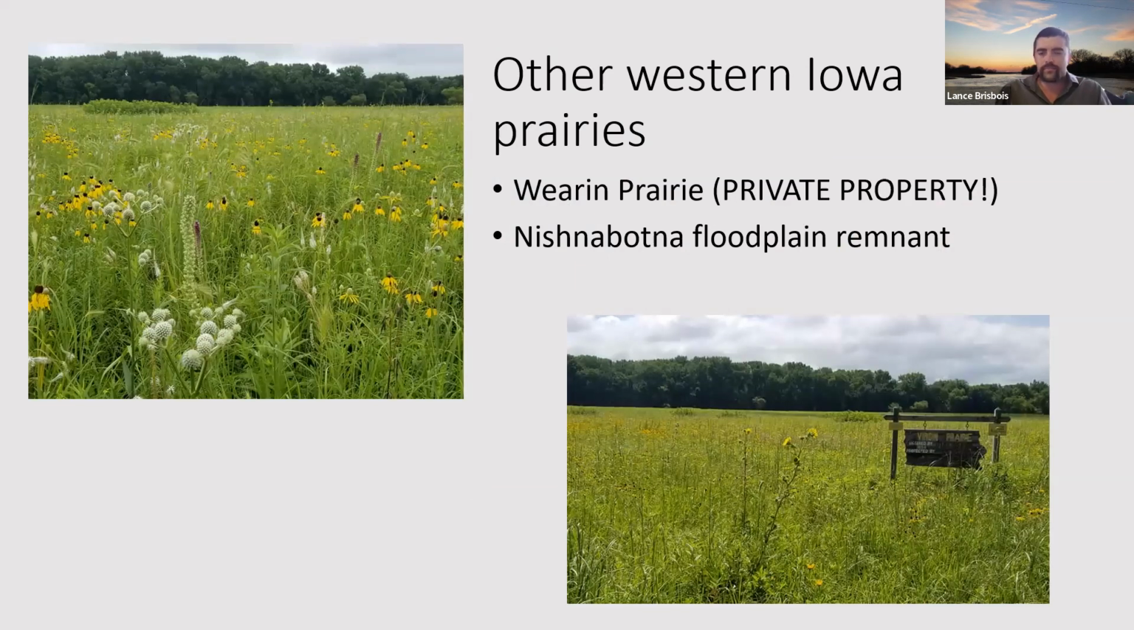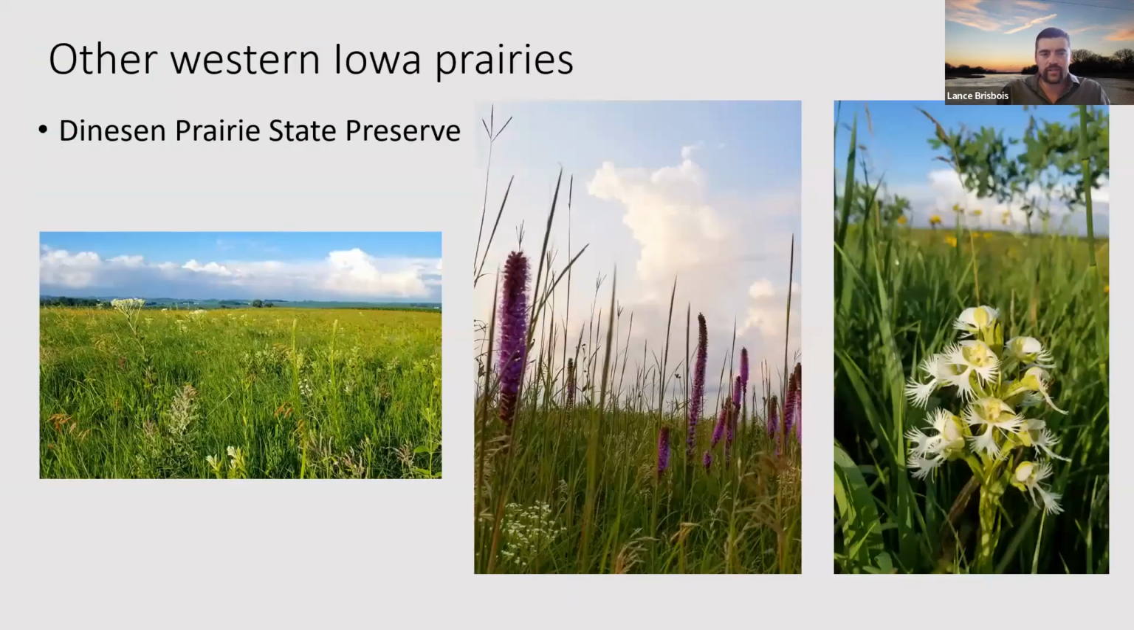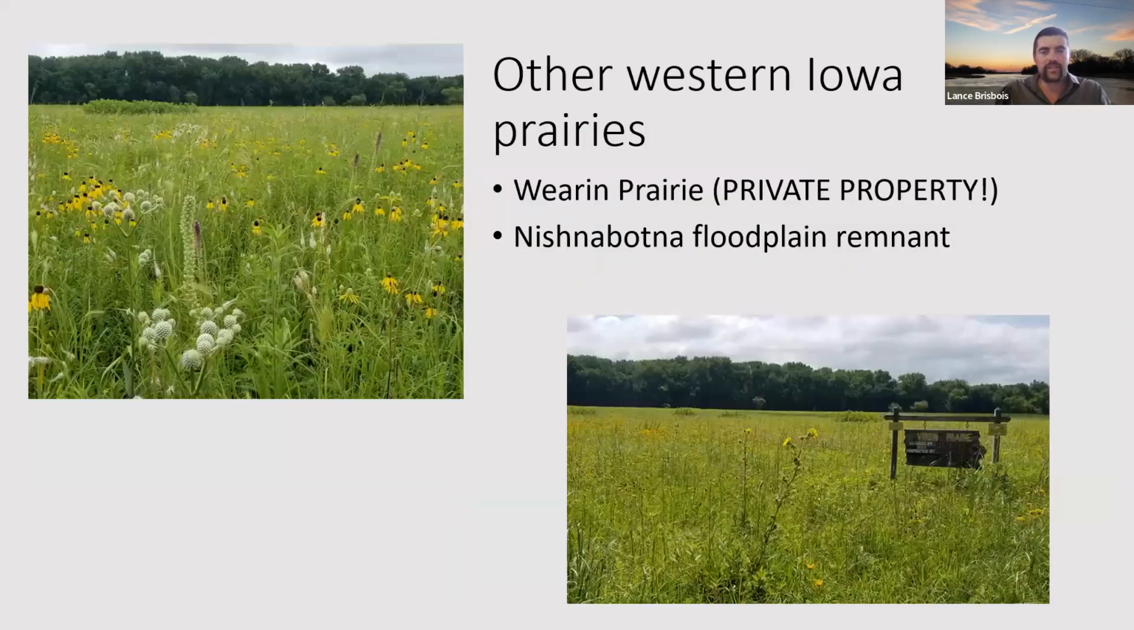So this one's in Mills County. It's private property, but it's on the floodplain. And as far as I'm aware, it's the only floodplain remnant in the Nishnabotna watershed. So Guynison is a state preserve, open to the public. And then Ware and Prairie is private. I have been there. They do allow visitors with permission, but it's not open to the public.